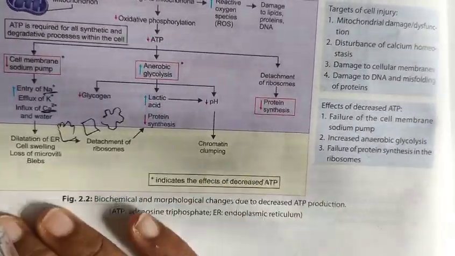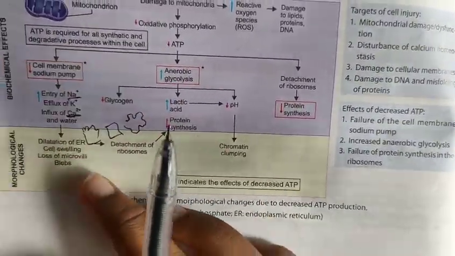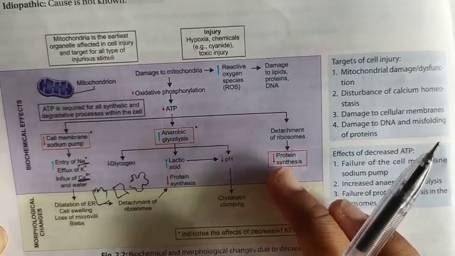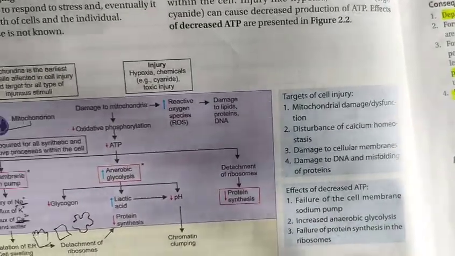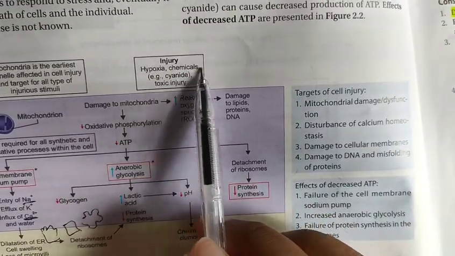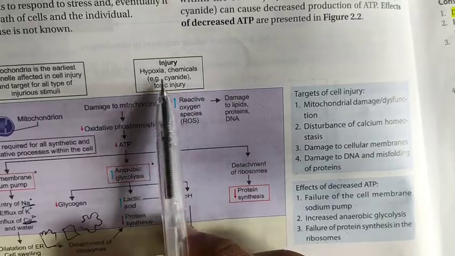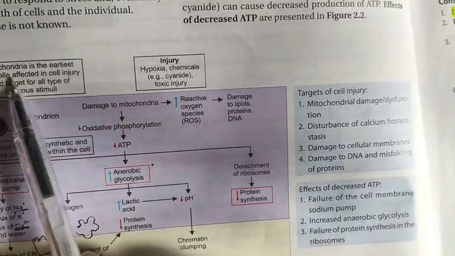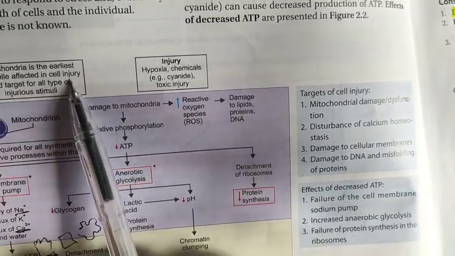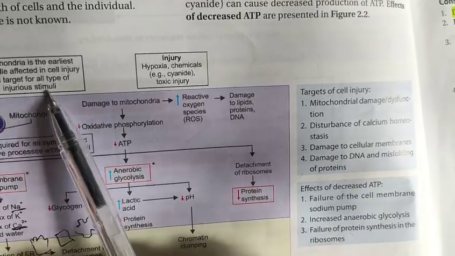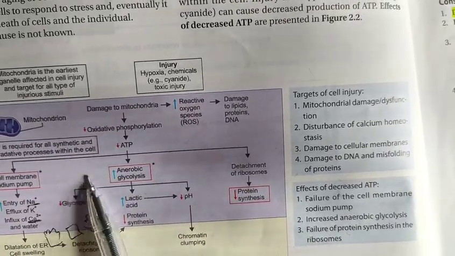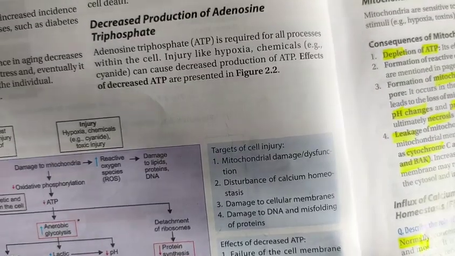This is all about the biochemical changes and morphological changes during cell injury. So causes for cell injury will be hypoxia, chemicals like cyanide, and toxic injuries. Mitochondria is the earliest organelle affected in cell injury. This is all about the biochemical and morphological changes of decreased ATP production.